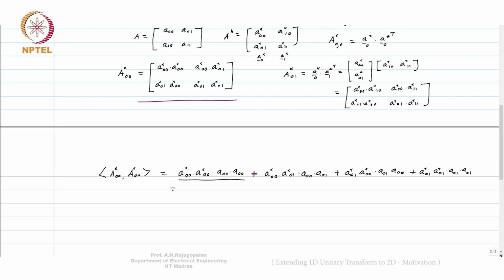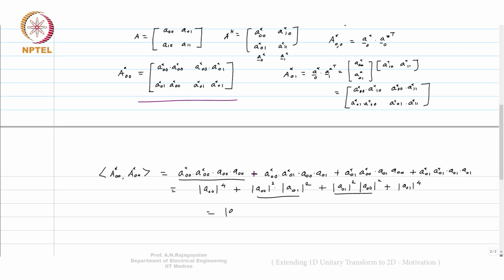I'm just saying the first term. Okay, the first term is not 1. The first term is simply magnitude A naught naught to the power 4. Then this is magnitude A naught naught square into magnitude A naught 1 square. Then plus magnitude A naught 1 square, magnitude A naught naught square, plus this is magnitude A naught 1 to the power 4. If you look at it, these two are exactly identical. These two are the same.